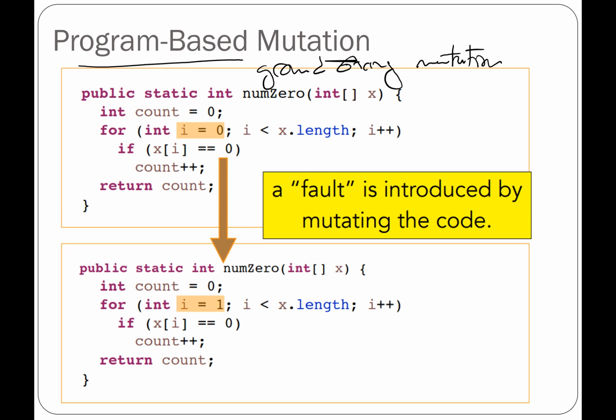Now, what's the difference between the first for loop and the second for loop? The first for loop covers the entire array of X. The second for loop covers all of the array of X except for the first cell.